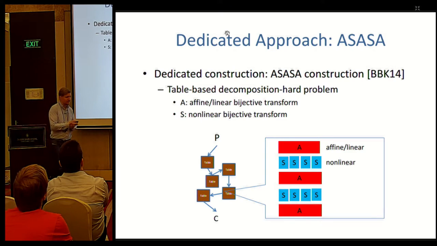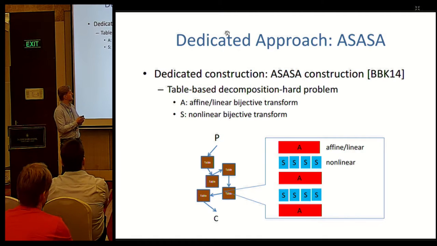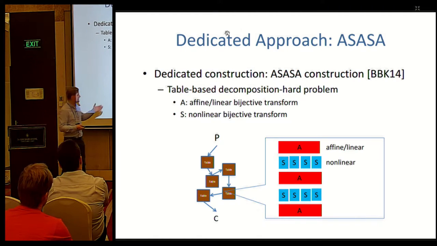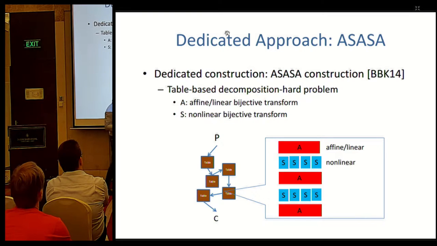There was also an Asiacrypt paper a couple of years ago proposing a white box cipher which is dedicated. It was called ASASA. Basically, it literally consists of five layers at the core.